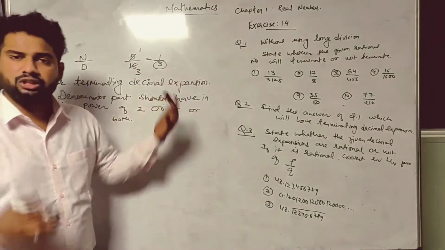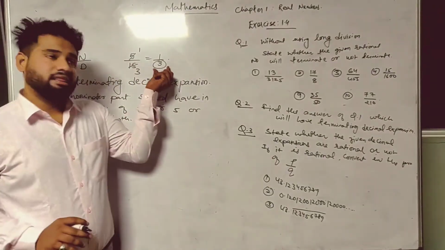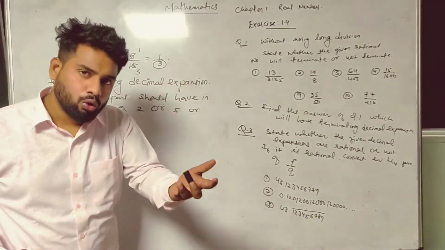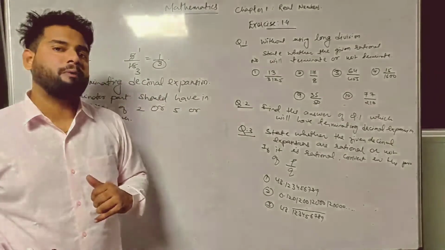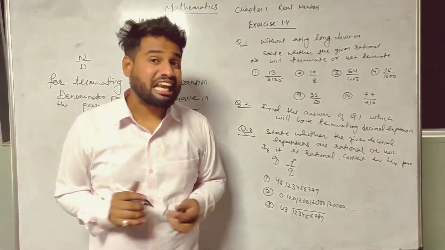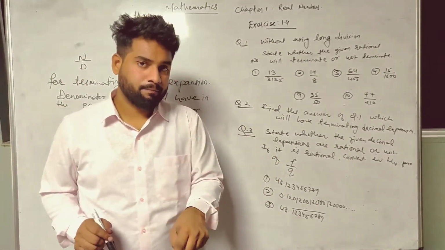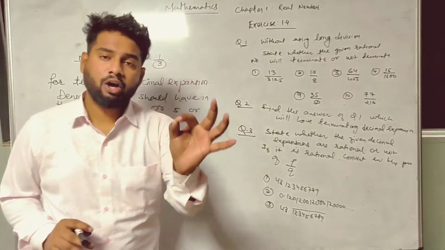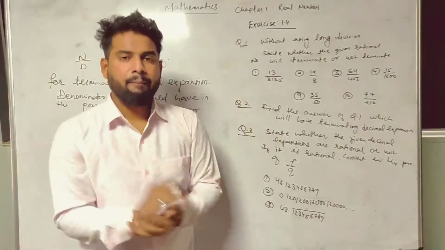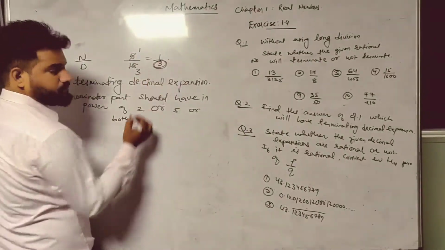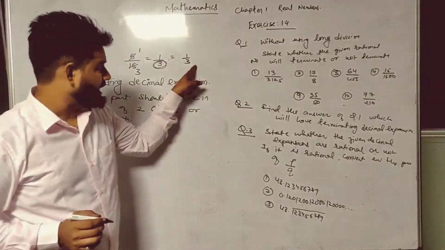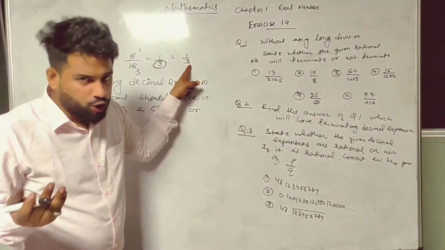Like here, 3 is a prime number, but the prime numbers in the denominator should only be a power of 2, or a power of 5, or a power of both 2 and 5. No other prime number is allowed in the denominator for a rational number to be called a terminating decimal expansion. Let me make it very short. Here your denominator is 3, so it is 1 by 3 only. Can you say that 3 is a power of 2 or a power of 5? No, you cannot say that.